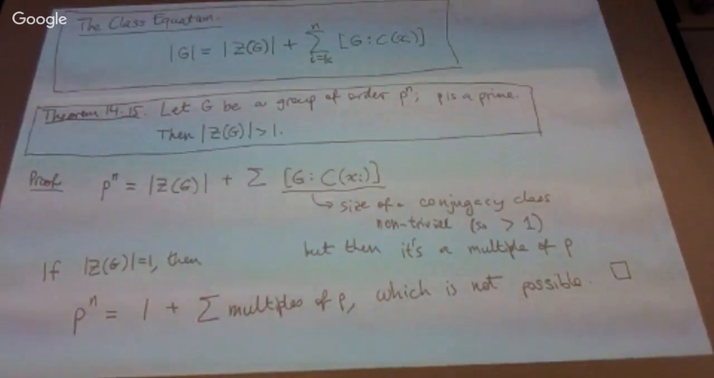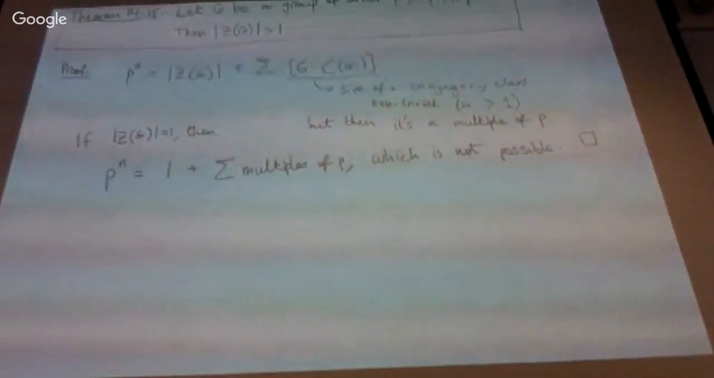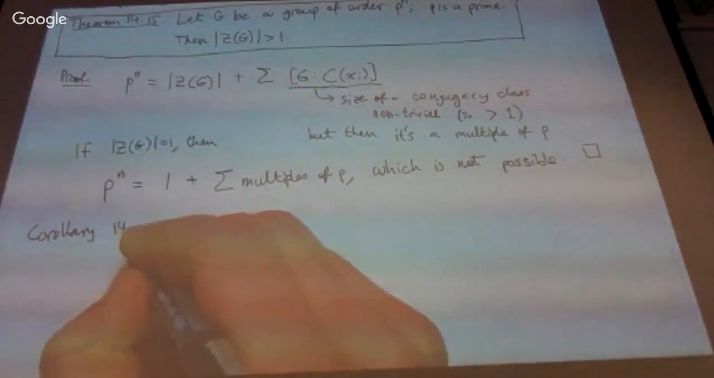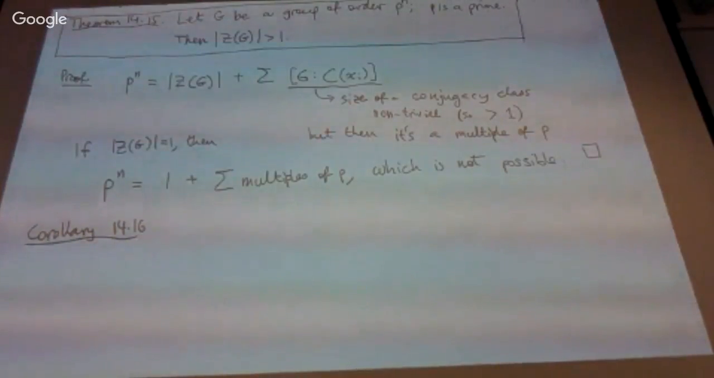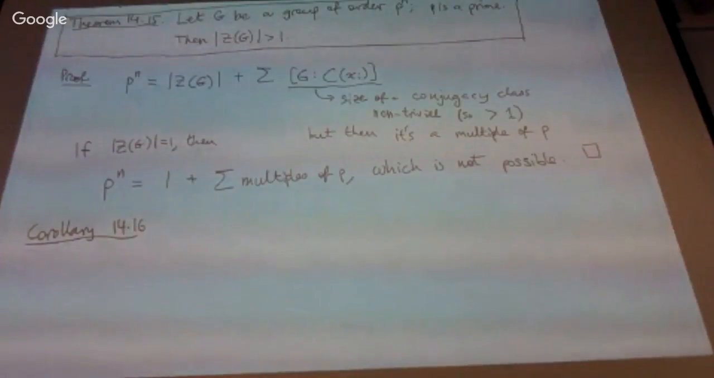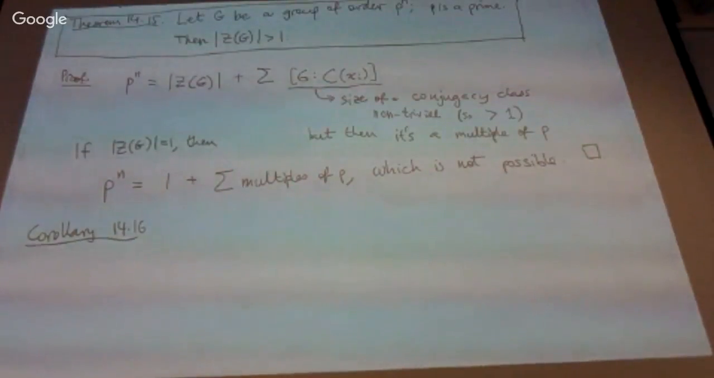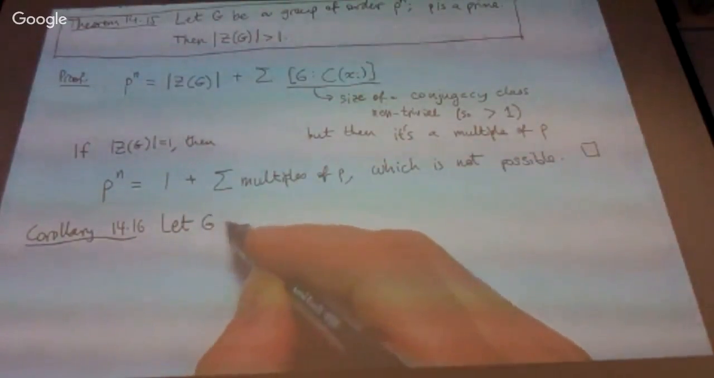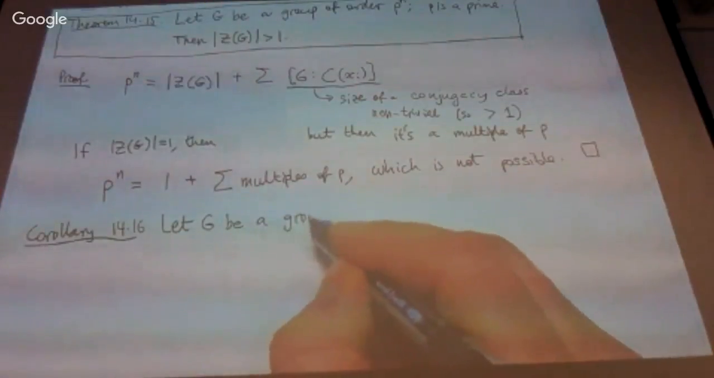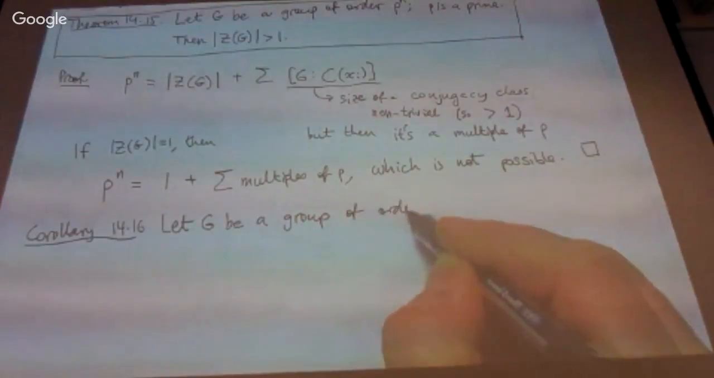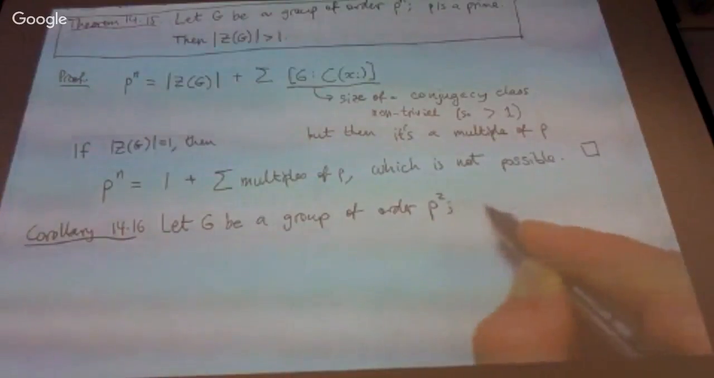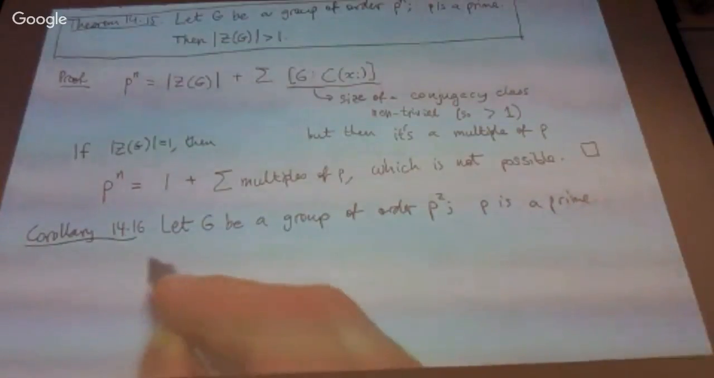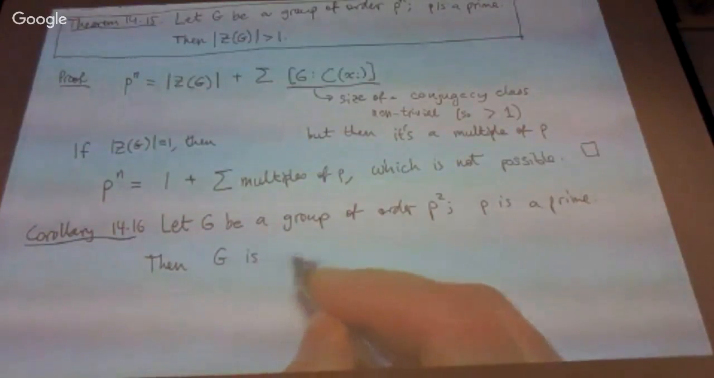So it has a corollary, when n is equal to 2. Let G be a group of order p squared, where p is prime. Then G is abelian.